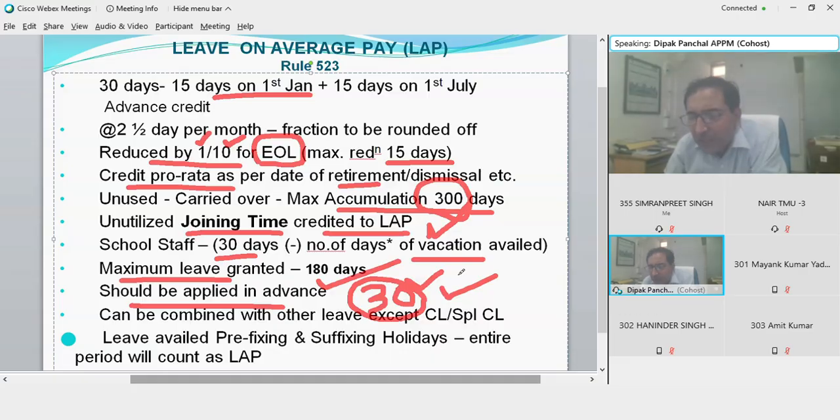It has been mentioned in the leave rules itself that the leave should be liberally granted. In fact, it has been mentioned that the employee should be encouraged to take the leave so that he enjoys the vacation and comes back refreshed. This is what is mentioned. But practically, it is very hard to get the leave sanctioned because of the workload and all, you know.